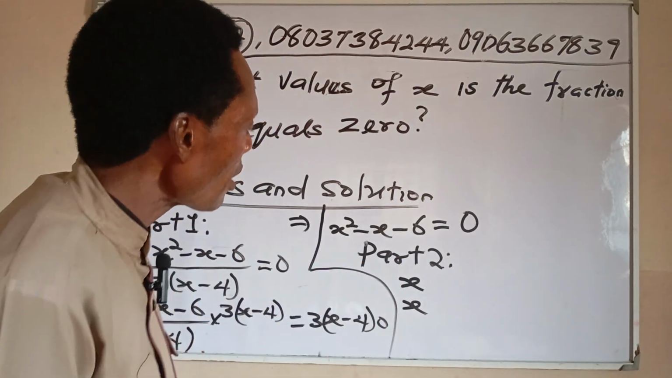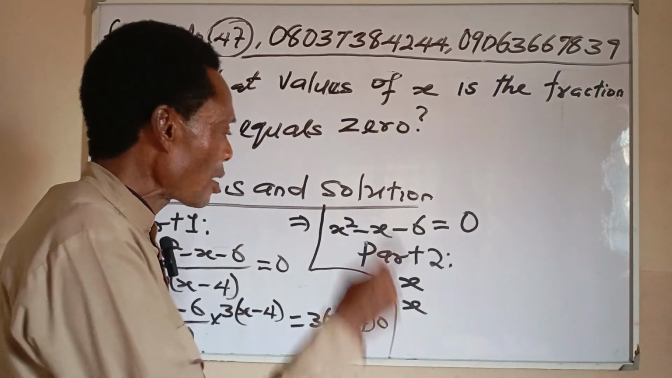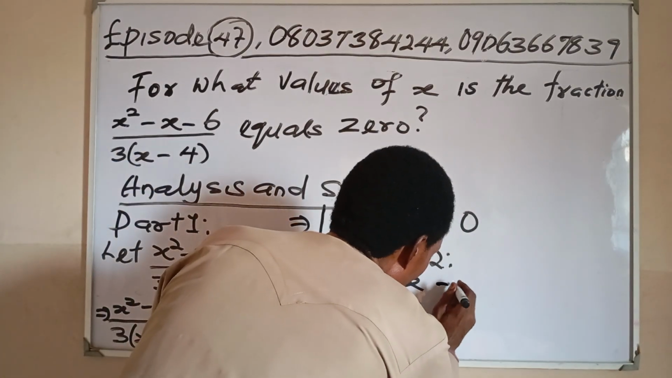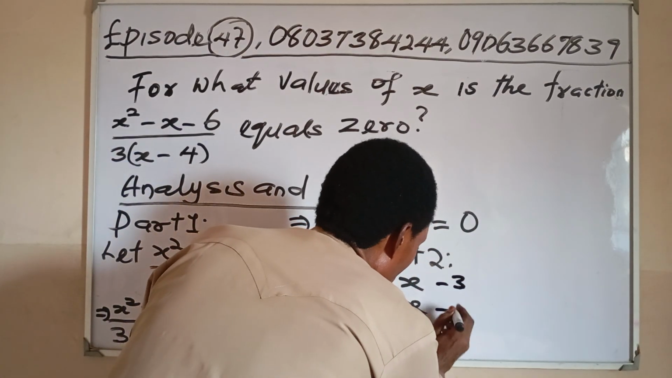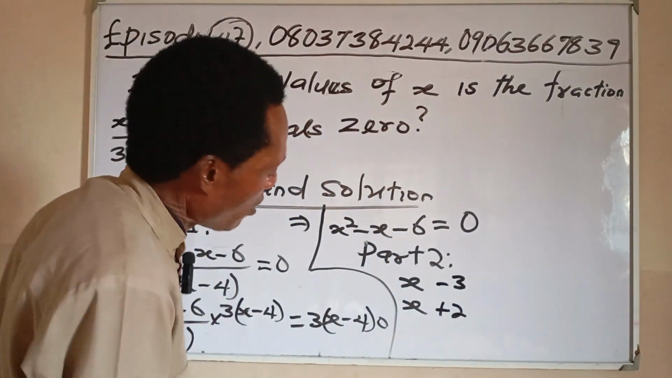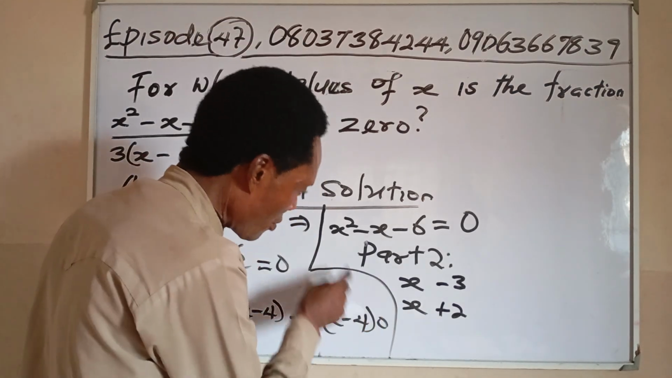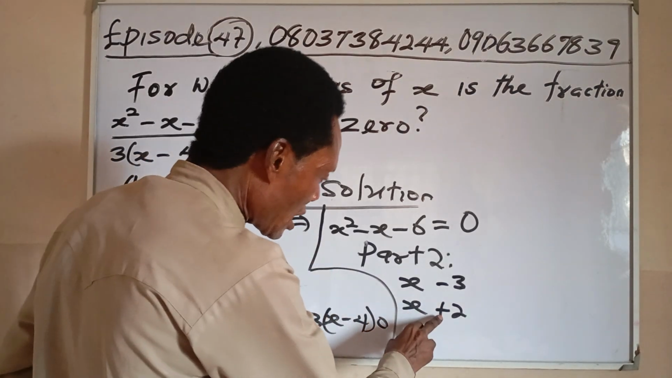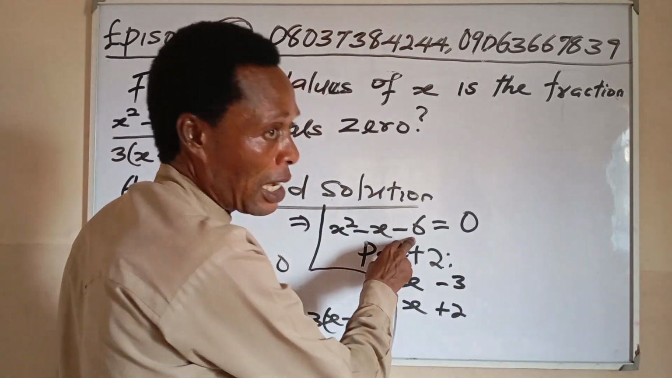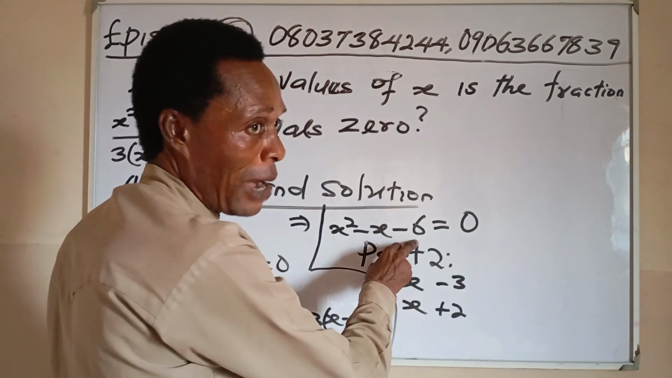So what do you do then? I told us that the bigger factor must be presented with a negative. So let's put it like this: minus 3, and this one should be plus 2. You discover that s times s will give you s squared, then plus 2 times minus 3 will give you minus 6.